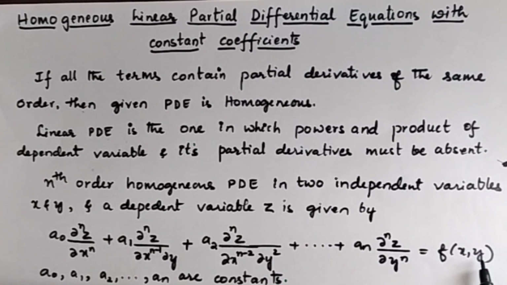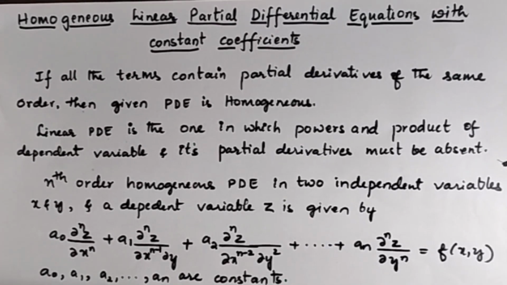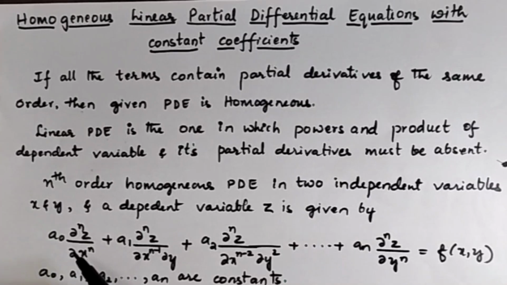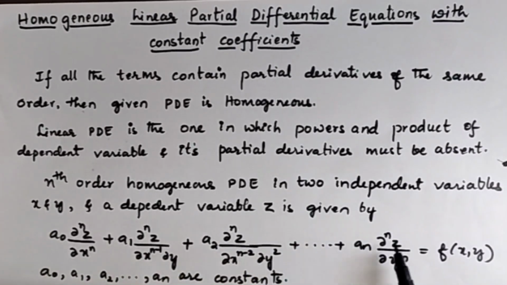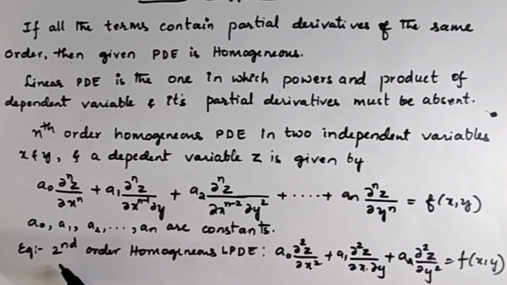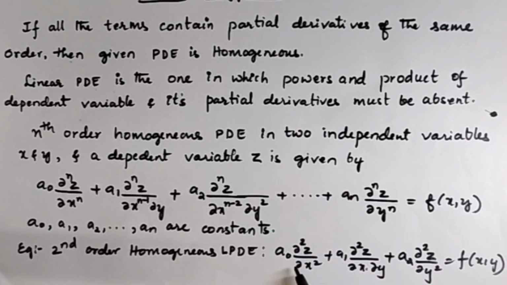Here, this term may be 0, may not be 0, but that won't count while defining a homogeneous linear partial differential equation. We have to look at the order of each partial derivative. Now an example of a second order homogeneous linear partial differential equation is this.